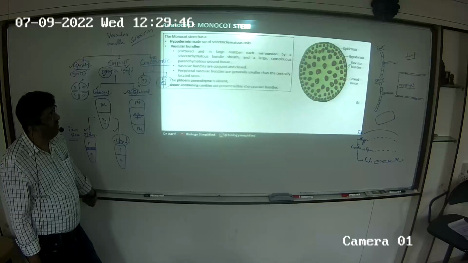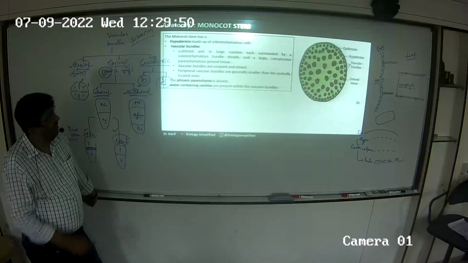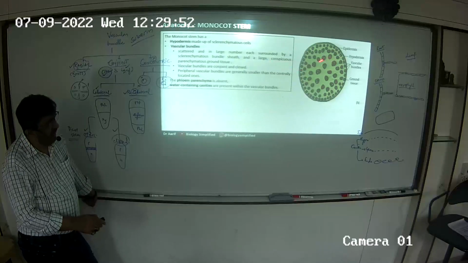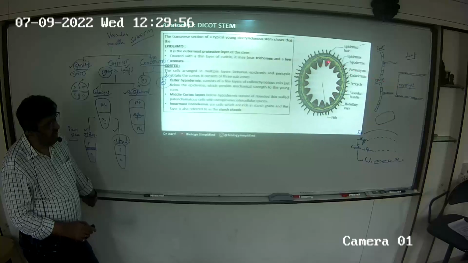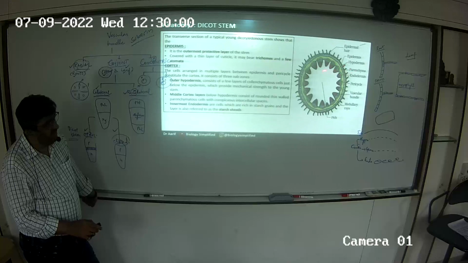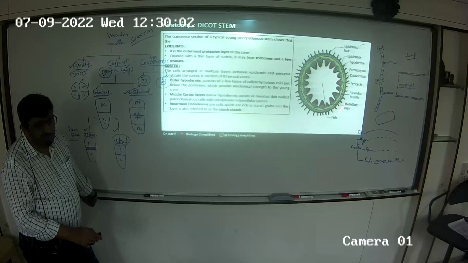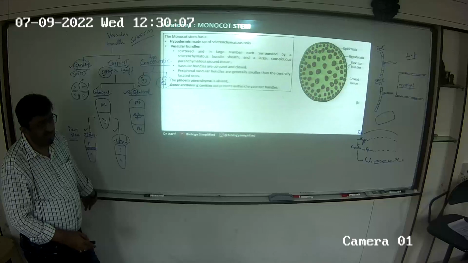Coming to monocot. Obviously hypodermis is sclerenchyma. Vascular bundles. Look at the vascular bundles यहाँ पर. Look at the bundle arrangement. कितना systematic है, पूरा ring format में ना. उसकी वजह से can you see the pith? Pith is very, very large, well defined pith. यहाँ पे pith किधर है?